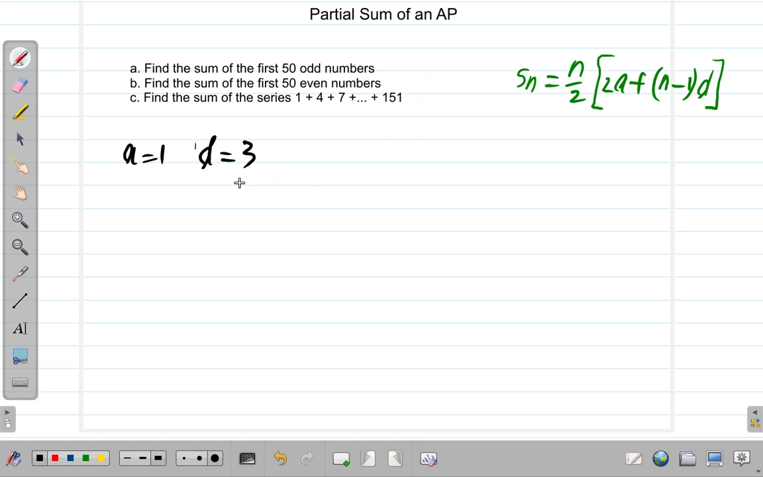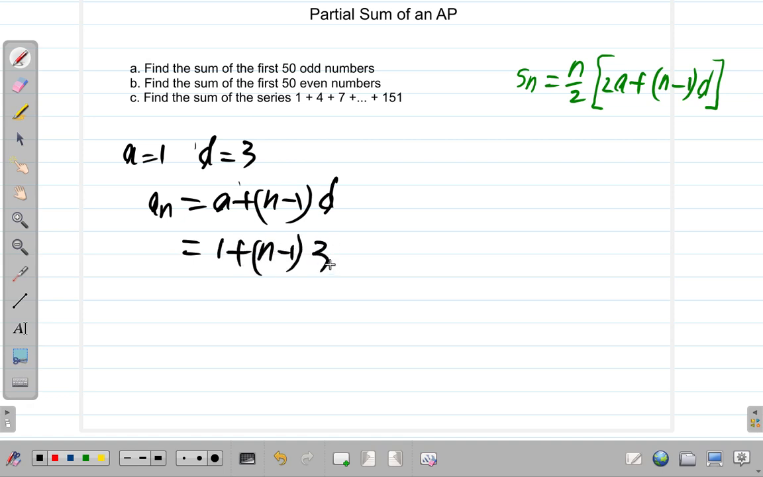Let's see something here. The nth term, an, is a plus n minus 1 d. In this case, it is 1 plus n minus 1 times 3, and that gives you 151. So the last term is 151. So a is 1, so 1 comes here. d is 3, so 3 comes here. So 1 plus n minus 1 by 3 is equal to 151. And we want to calculate n.